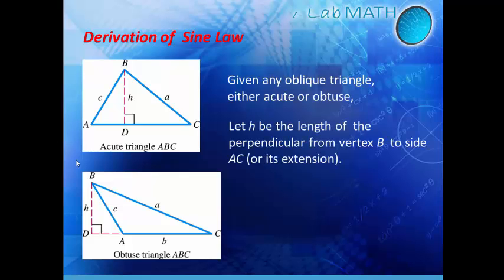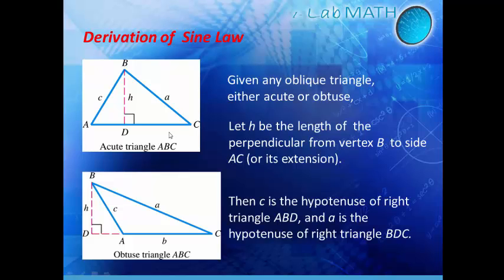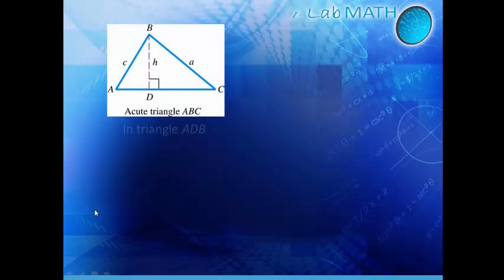Okay, let H be the length of the perpendicular from vertex B to side AC. And then C here is the hypotenuse of the right triangle ABD, and A here is the hypotenuse of right triangle BDC. Okay, two triangles with the same height. So here is the triangle.